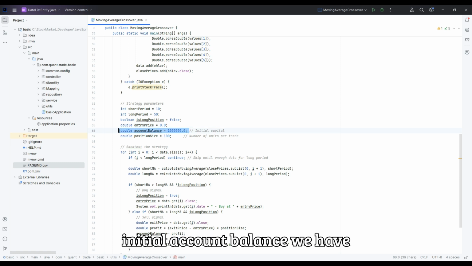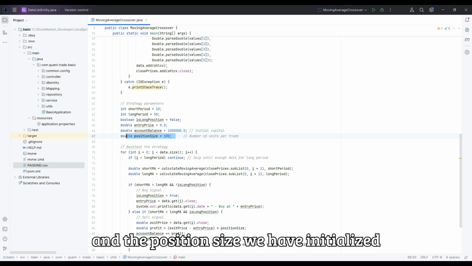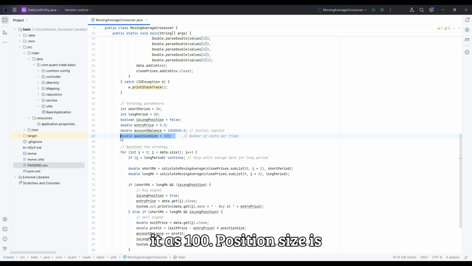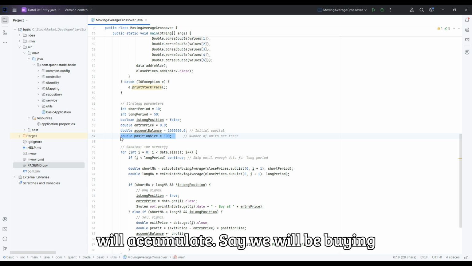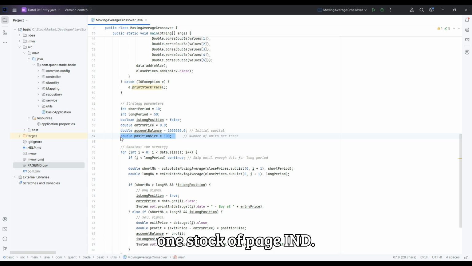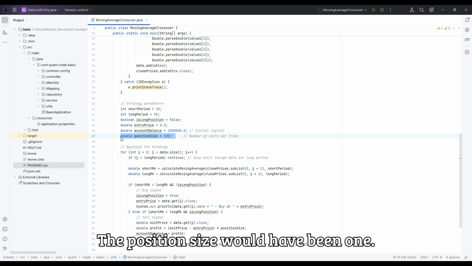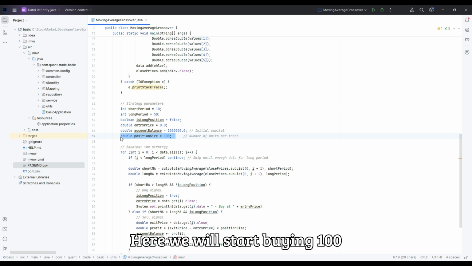And the initial account balance, we have initialized as 1 million, and the position size we have initialized as 100. Position size is nothing but the number of stocks that we will accumulate. Say we will be buying one stock of PAGEIND, the position size would have been 1. Here we will start buying 100 stocks of PAGEIND as part of sanity.